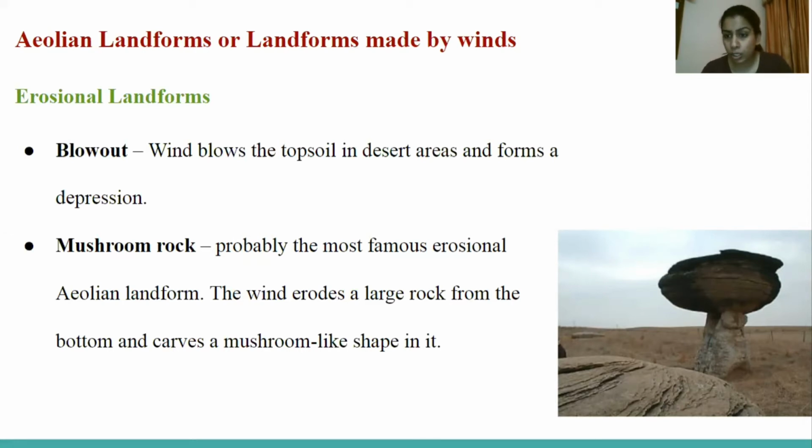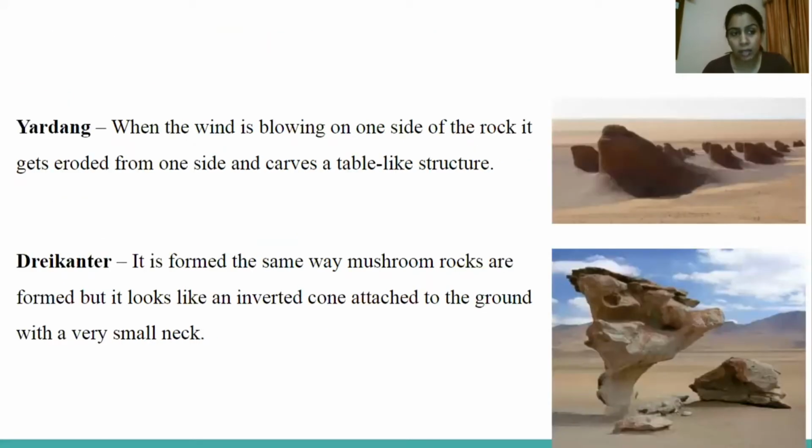Second is mushroom rock, if you can see in the picture. So probably the most famous erosional aeolian landform. The wind erodes a large rock from the base and carves a mushroom-like shape in it. The third is yardang. When the wind is blowing on one side of the rock, it gets eroded from one side and carves a table-like structure. And the fourth one is decanter. It is formed the same way mushrooms are formed, but it looks like an inverted cone attached to the ground with a very small neck.